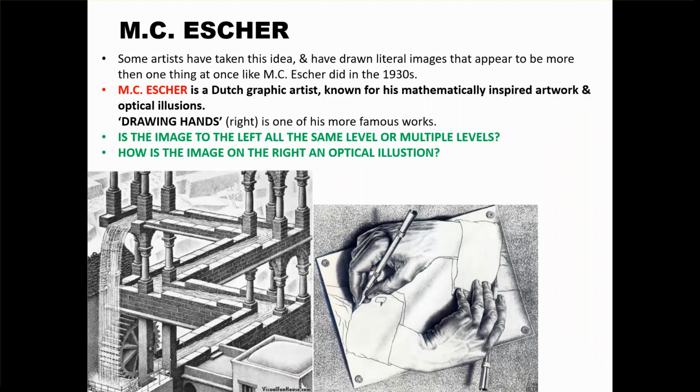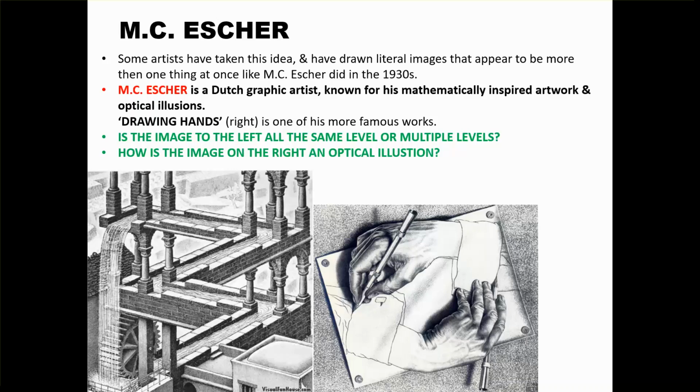One of the best to ever do this is M.C. Escher, not Usher, but M.C. Escher. He did this in the 1930s, so he's one of the first to do it. He's a Dutch graphic artist known for his mathematically inspired artwork and optical illusions.